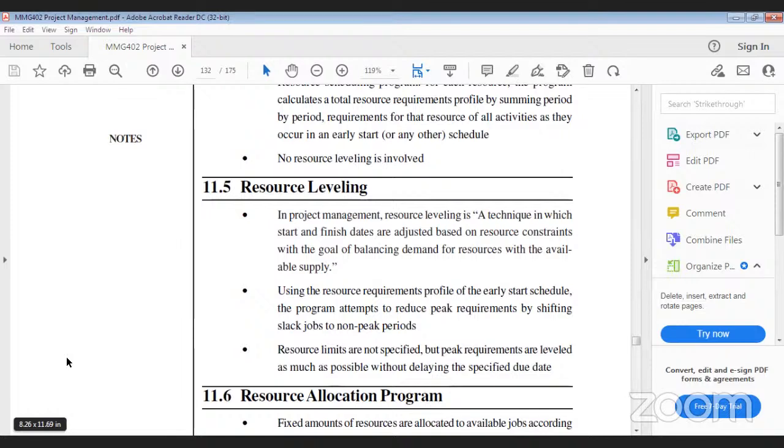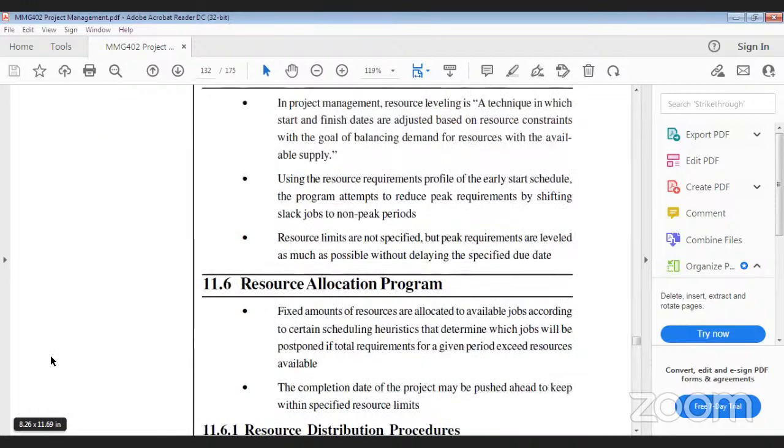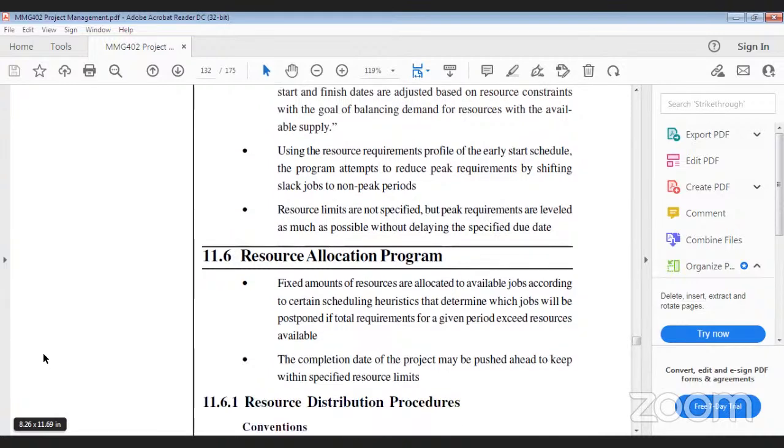Here, the fixed amounts of the resources are allocated. Fixed amounts are allocated to available jobs according to certain scheduling heuristics and determine which jobs will be postponed if total requirements for a given period exceed resources available also. The completion date of the project may be pushed ahead to keep within the specified resource limits also.